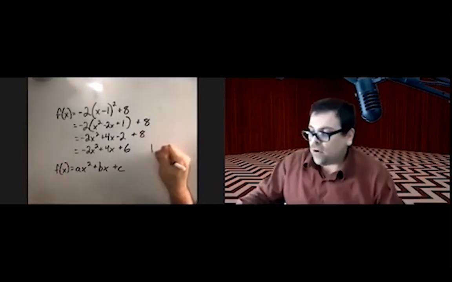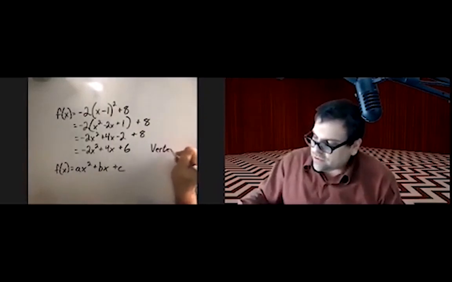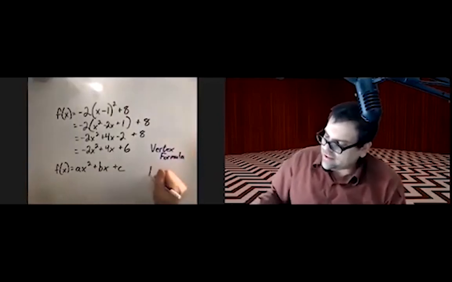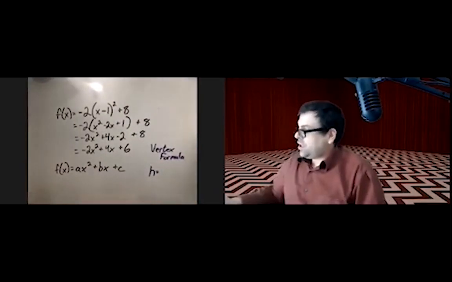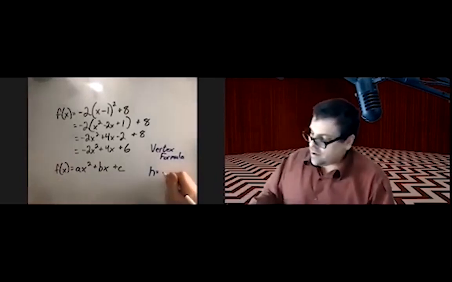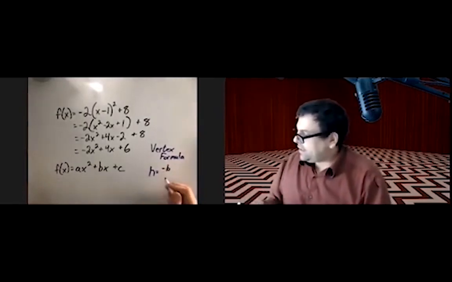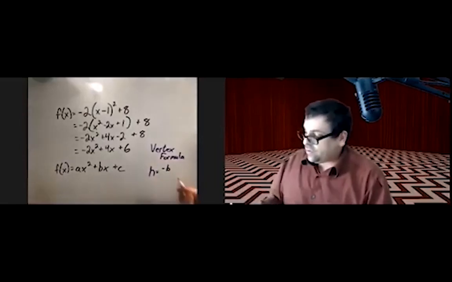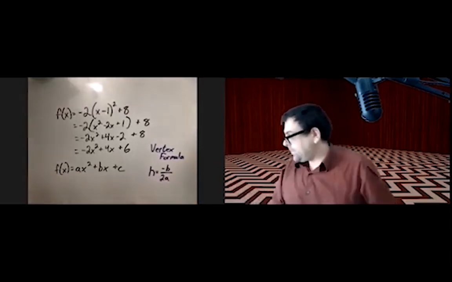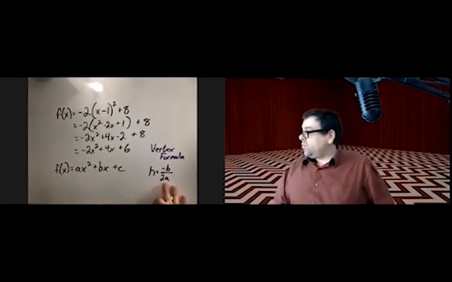This is called the vertex formula, not to be confused with vertex form. And the vertex formula is that h equals negative b over 2a. Negative b over 2a.